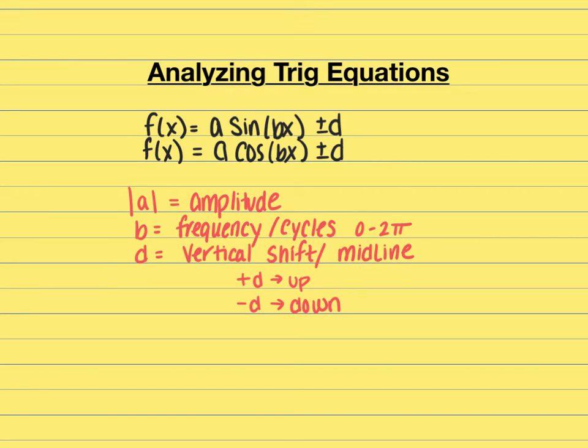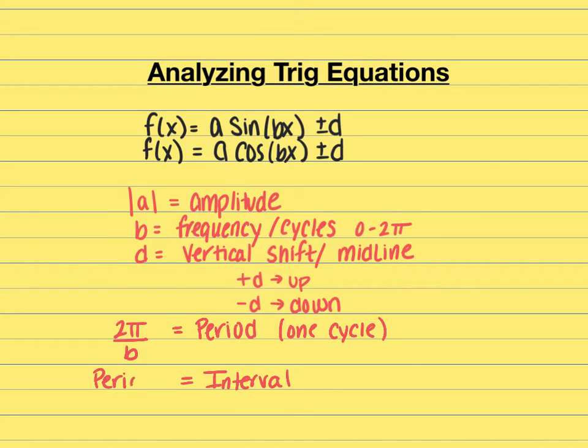There are other things that we can actually get from this equation. We can calculate the period. Period is how long it takes the graph to complete one full cycle. We can calculate that by the formula 2 pi divided by b, where b is the frequency. And we can also calculate something called the interval. The interval is defined as period over 4. Basically, what the interval does is tell us how we're going to set up our x-axis scale.